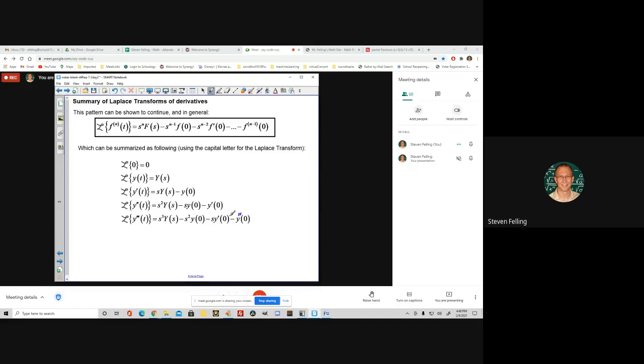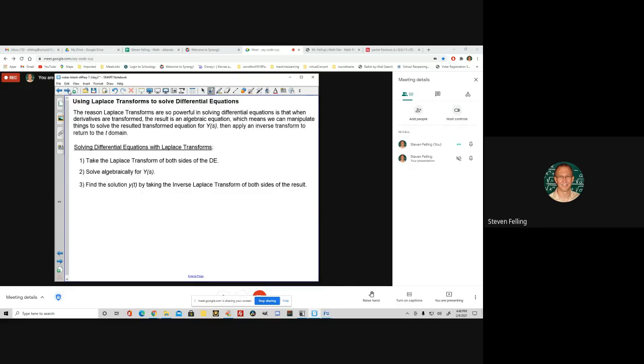Okay. So now that we know how to take Laplace transforms of derivatives, it implies that if we were given a differential equation, we could take the Laplace transform of both sides of the equation. And this is why we're studying Laplace transforms in a differential equations class. The reason that Laplace transforms are so powerful is when derivatives are transformed, you end up getting algebraic equations, which means then you can solve for Y of s just using algebra. And then when you get what Y of s is equal to, you just take the inverse Laplace transform to convert this into the solution y.